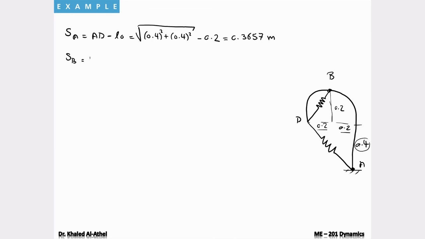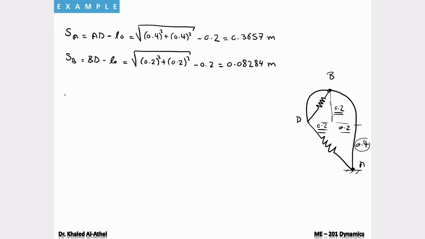I'll do the same thing for S at B. This should equal BD minus the unstretched. At B I have 0.2 and 0.2 for the triangle. This is Pythagoras theorem. So it's going to be 0.2 square plus 0.2 square under the square root minus 0.2, exactly the same way. And this will give me a value of 0.08284 meters.